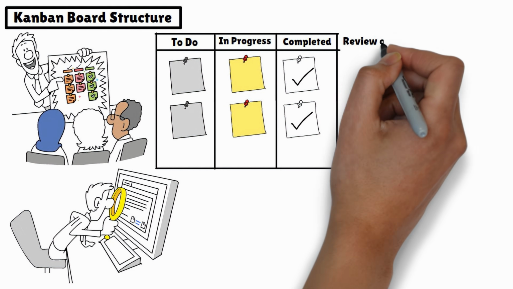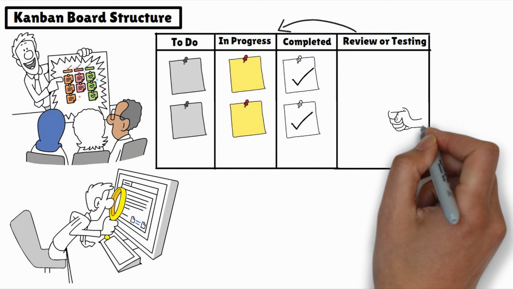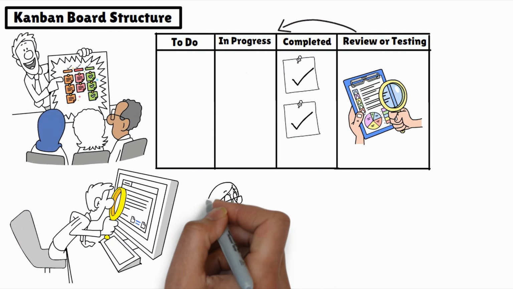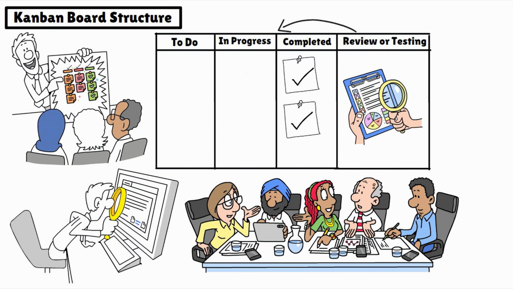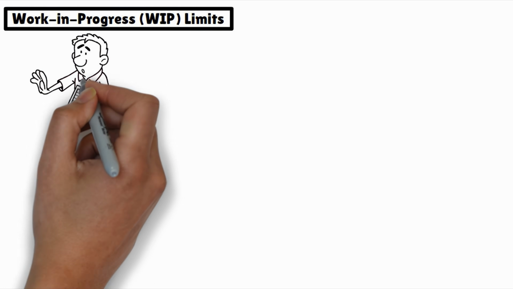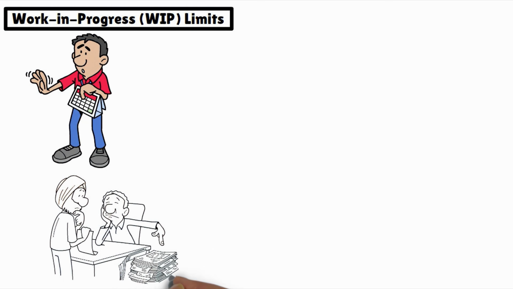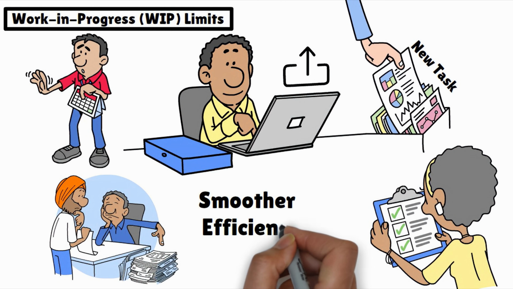Depending on your project, you might add extra columns, like review or testing. Each task is represented by a card, and as work progresses, the card moves across the board from one column to the next. This setup lets everyone on the team, from project managers to stakeholders, instantly see what's still in the queue, what's in progress, and what's done. Work in progress limits the number of tasks in progress and helps team members focus on completing tasks without being overwhelmed. This encourages team members to finish tasks before starting new ones, making work smoother and more efficient.